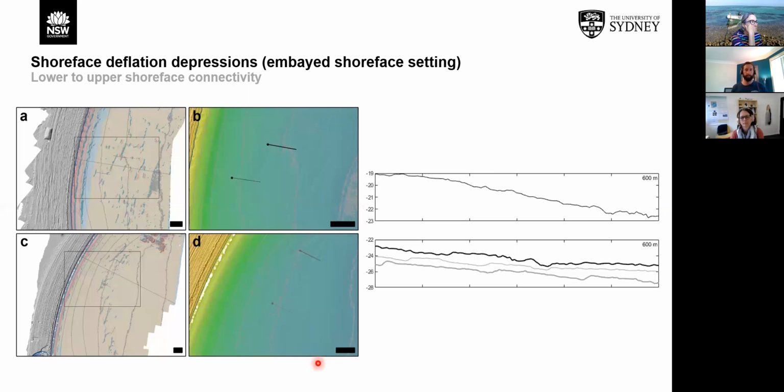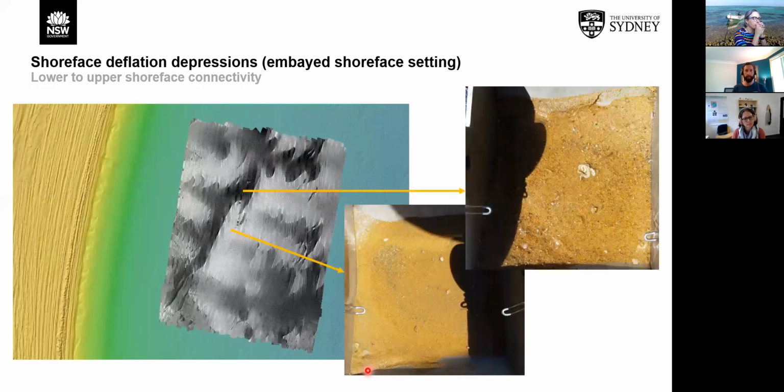Another interesting feature, just before I finish, now looking at cross-shore sediment transport processes in the embayed settings, is these shore face deflation depressions. So we're finding these off prograded barriers, and what we're seeing is evidence of the process I was describing earlier, lowering of the shore face. So our lower shore face to inner shelf is becoming depleted of finer sand, which is being moved onshore into our barrier system. So finer sand in these areas and coarser sand in these areas.